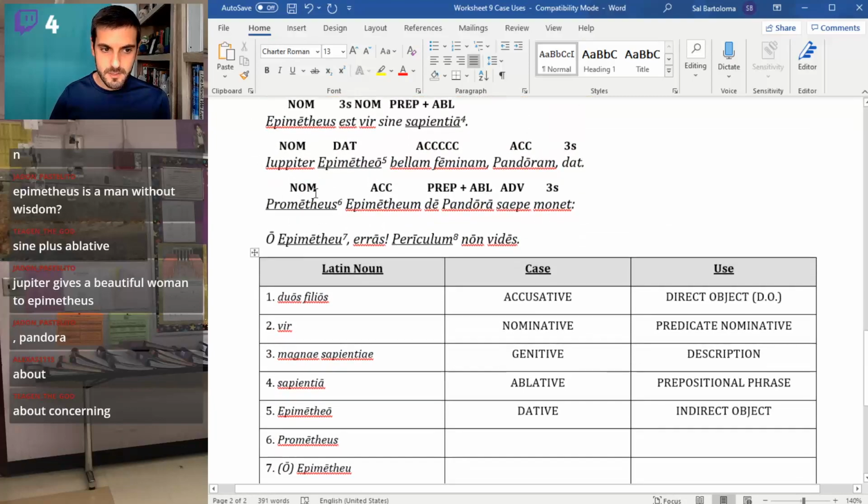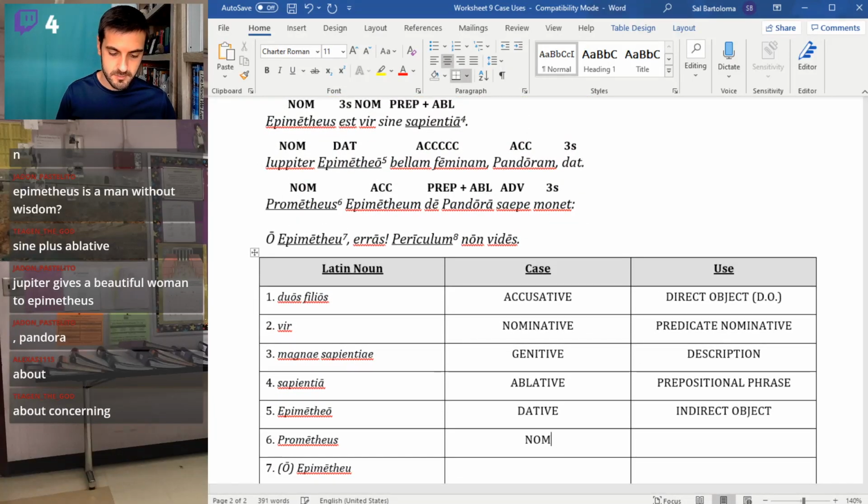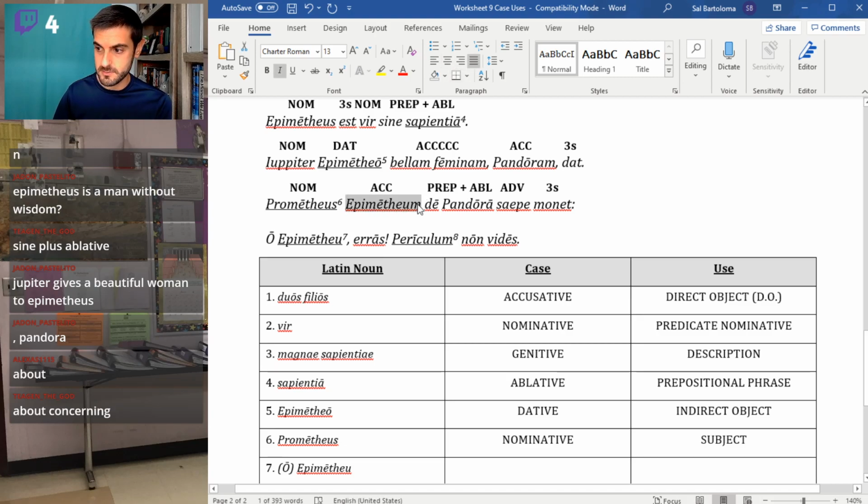So Prometheus here is in the nominative case, because he is the subject of the sentence. He often warns Epimetheus, right? Epimetheus is in the accusative case because he's the direct object, but when we translate his name, you don't want to translate him in the accusative. Prometheus warns Epimetheus about Pandora often. Often warns his brother about Pandora.